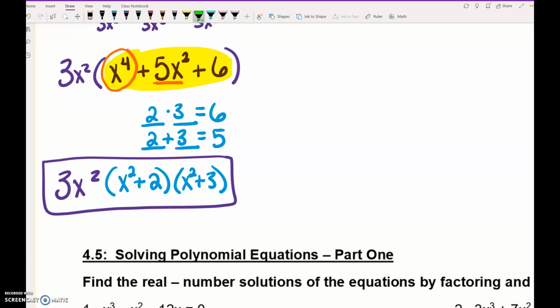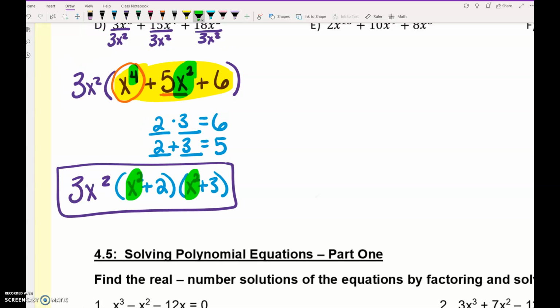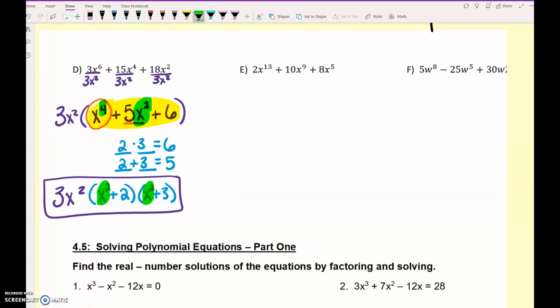And here's a helpful hint for all of these. Do you see how we start with x to the 4th and then the middle one is half that? And this x squared is what we end up using in our factored form. Okay, just think about that as we move to problem E.